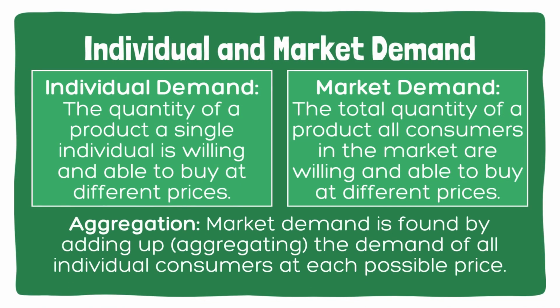Economists study demand at two levels: individual demand and market demand. Individual demand refers to the quantity of a product that a single consumer is willing and able to buy at different price levels. Market demand, on the other hand, is the total demand for a product across all consumers in the market. It is calculated by summing up all individuals' demands at each price level, a process known as aggregation. Market demand, therefore, provides a broader picture of how much of a good or service the entire market is prepared to buy at different prices.